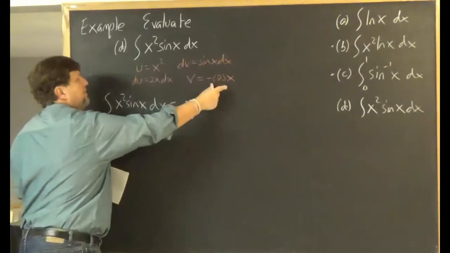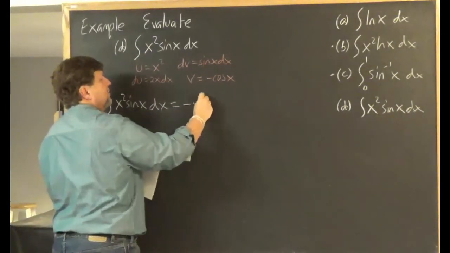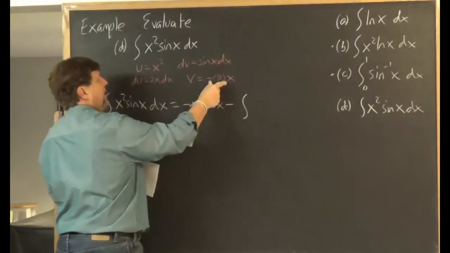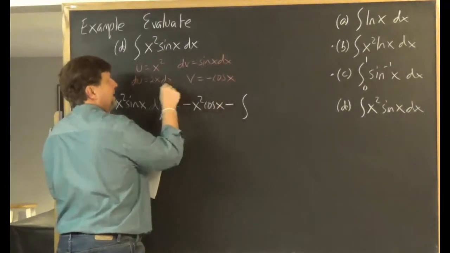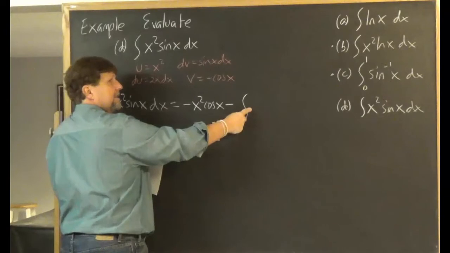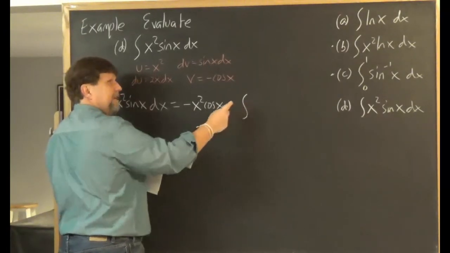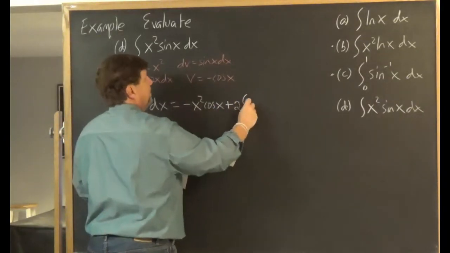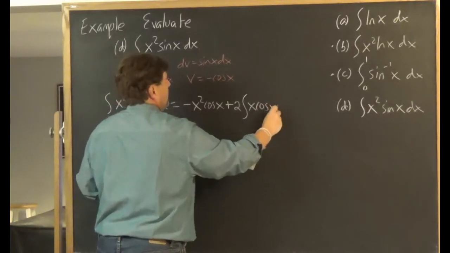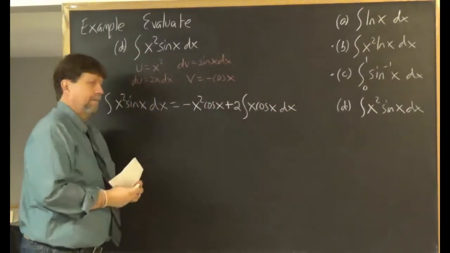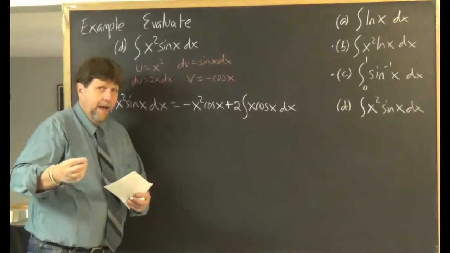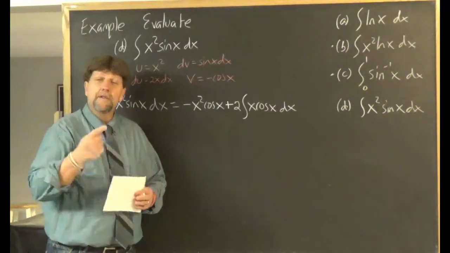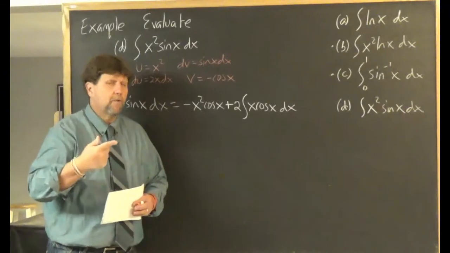I get u times v, so that's negative x squared cosine x, minus the integral of v du. Okay, so when v du comes in here, I'd have a negative cosine x times 2x dx. I'm going to take that negative 2 and rip it out front of this integral. So that makes it a plus 2 times the integral of x cosine x dx. So, how do we attack this integral?